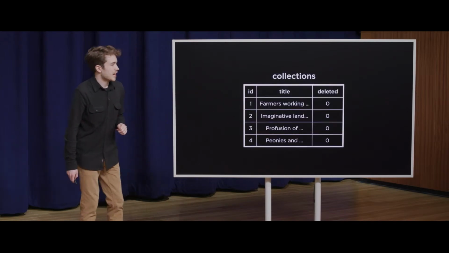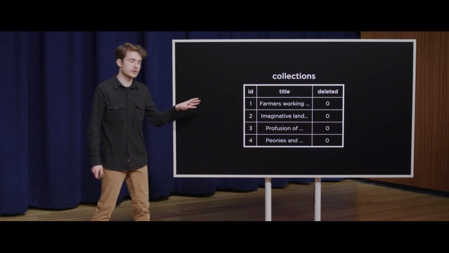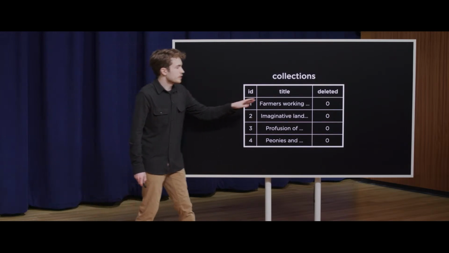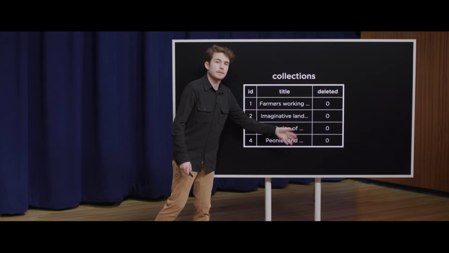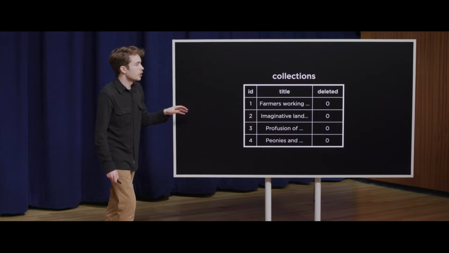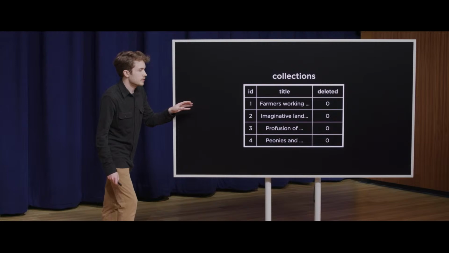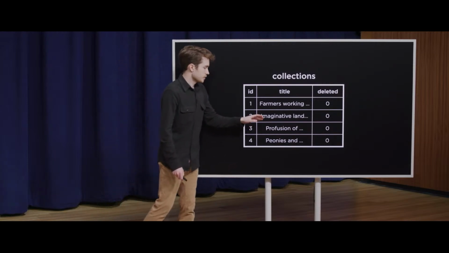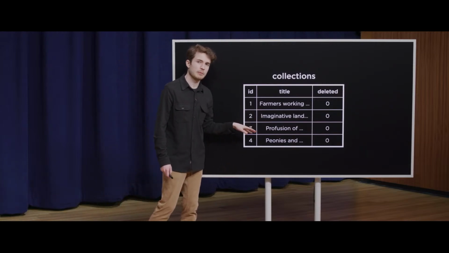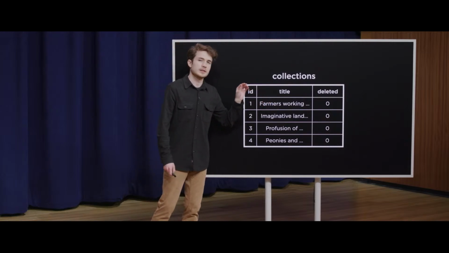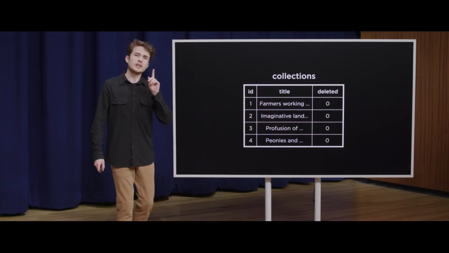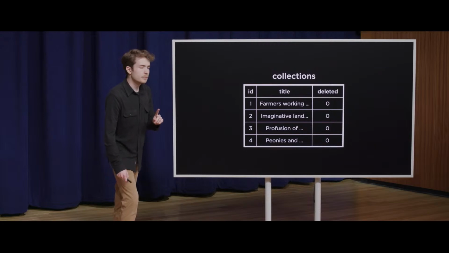Let's look at this table here. I have collections, but I also have this column called deleted. And by default, the value here will be 0. That is, by default, I'll add some artwork to my collections table, and deleted will be 0. If I want to delete a piece of artwork, though, what could I do?